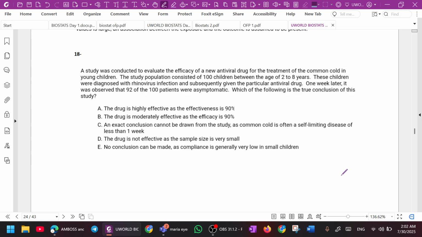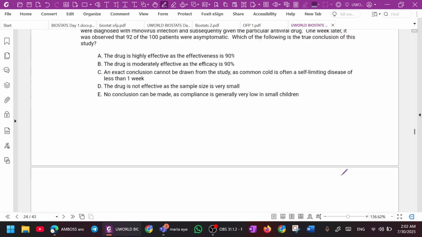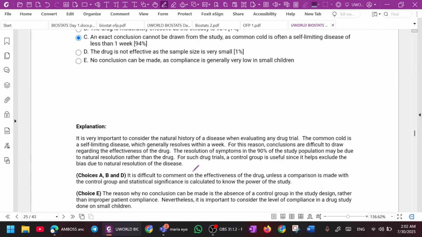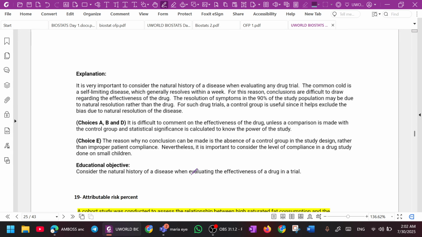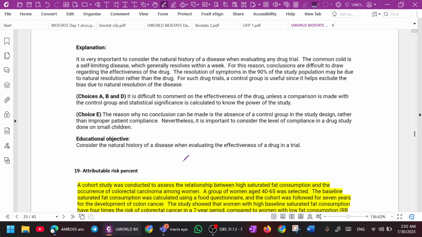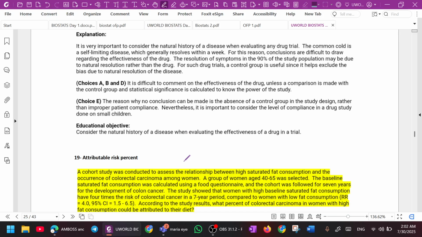Perfect. You got it. You can read the explanation. Okay, you want me to read the explanation? Up to you. Okay, let's move forward.